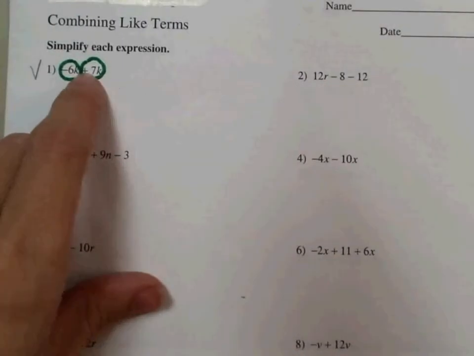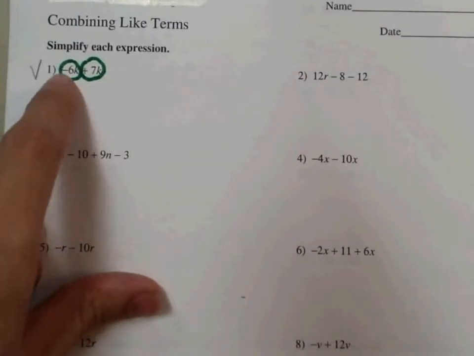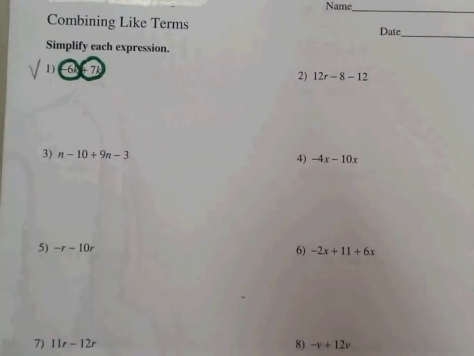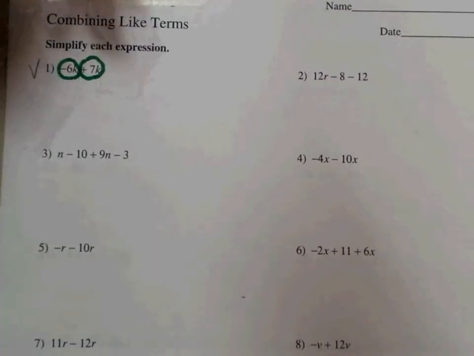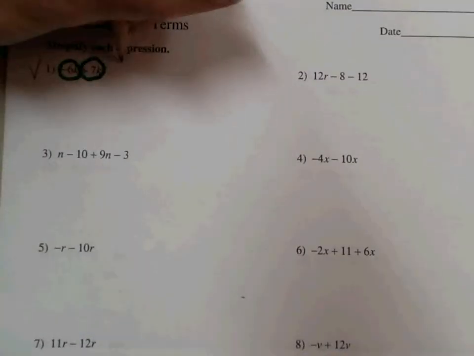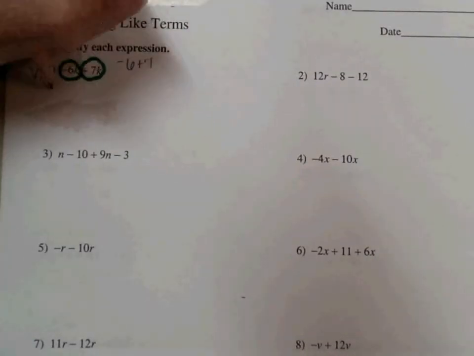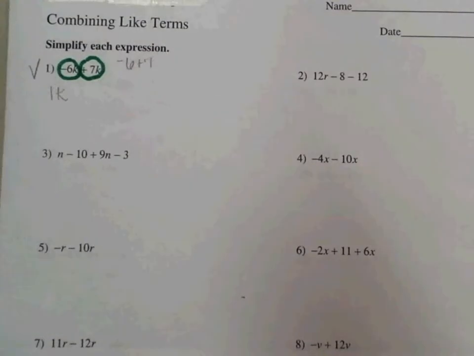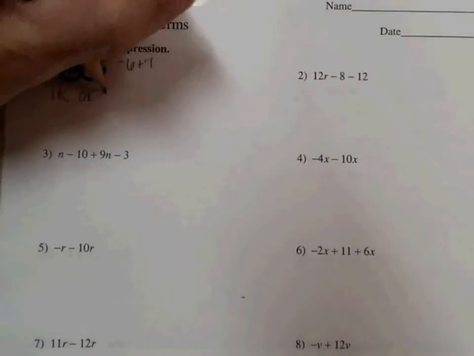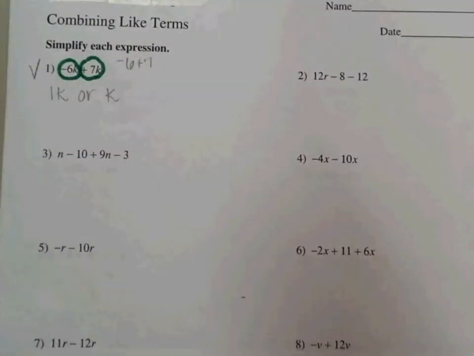Remember, the sign in front of the number goes with the number. So this is negative 6k and positive 7k. If you need to, in your calculator you can put in negative 6 plus 7, and you will find out that you have 1k. 1k can be written like this, or in algebra we don't have to write that 1 in front of the number, we can just write k.